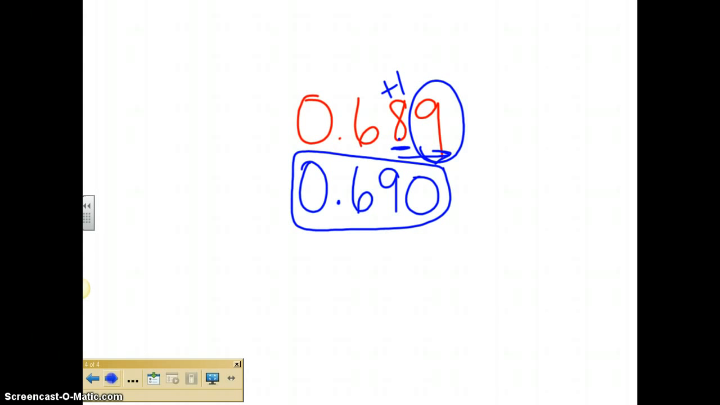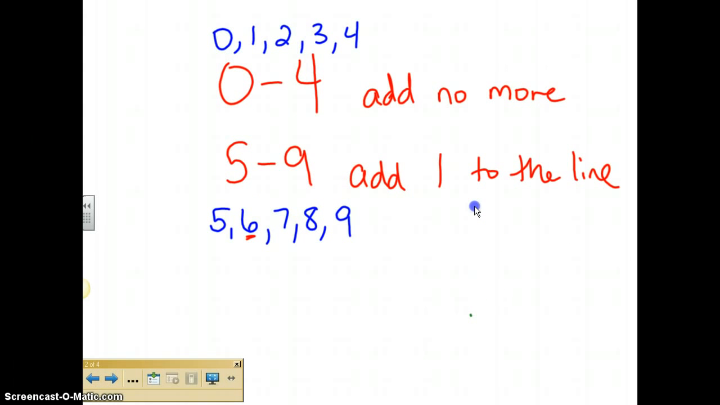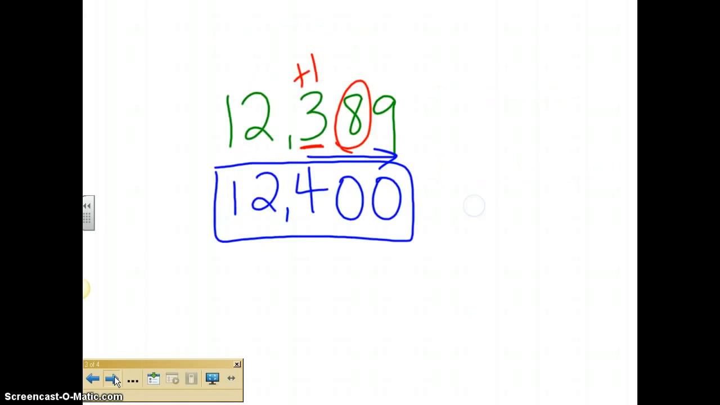So rounding is very easy as long as we remember that a 0 through 4 means we add no more, and a 5 through 9 means we add 1 to the line. And I realized I didn't show y'all any with add no more. So let's do 783. I want to round that to the nearest tens, so I underline the tens and circle the 1 to the right.